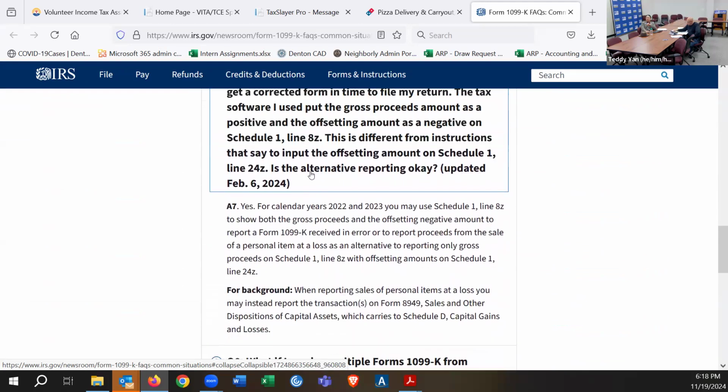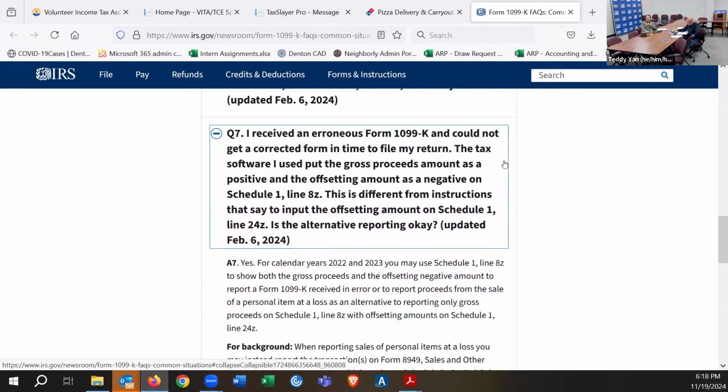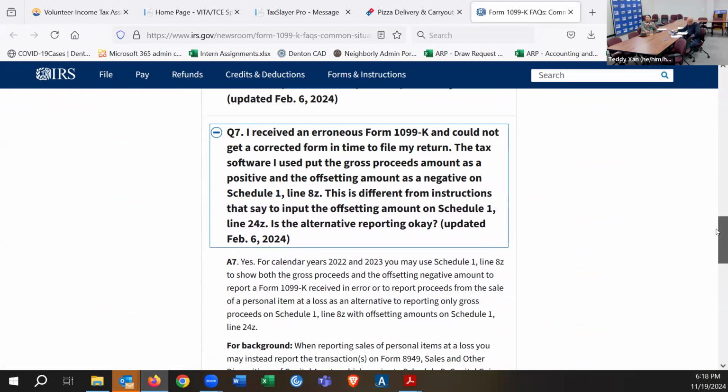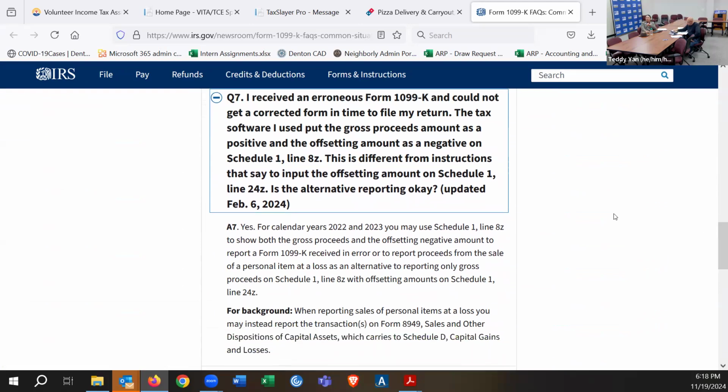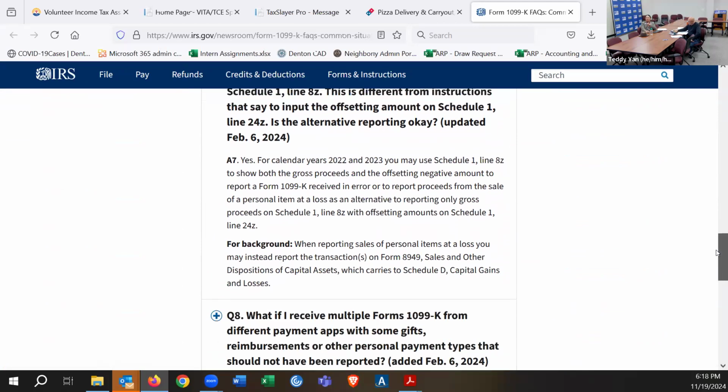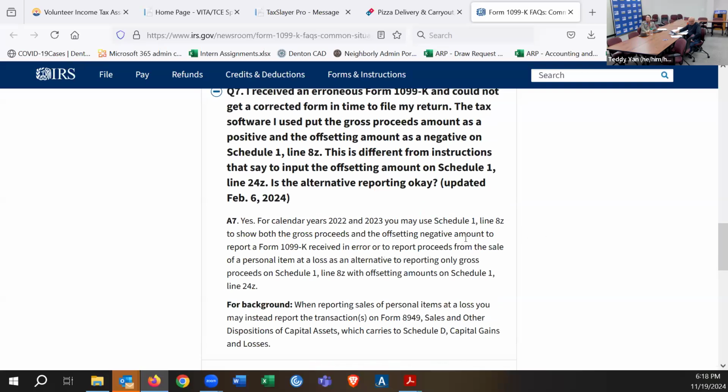I received an erroneous 1099K and could not get a corrected form. The tax software I use puts the gross proceeds amount as a positive and the offsetting amount as a negative here. This is different than the instructions. Is the alternate reporting okay? Yes. So we are permitted to proceed with the old methodologies.